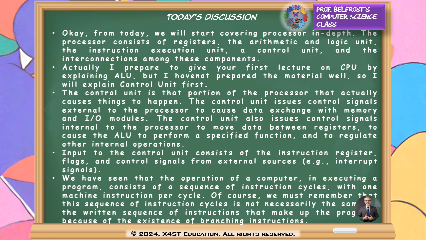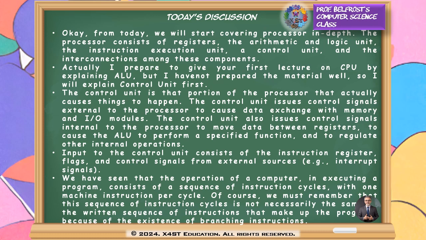Now we are starting to cover the processor. The CPU is very important. This is the brain of the computer, and the processor consists of registers, the ALU, the instruction execution unit, the control unit, and the interconnections among these components. Actually, at first I wanted to give you a lecture on the ALU, because that should be the order, but I haven't prepared the material well. I'm still collecting more ALU materials so that I can give you a better lecture there. So I'll explain the control unit first.